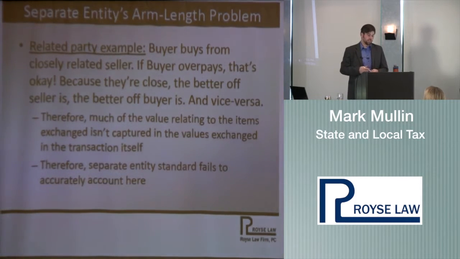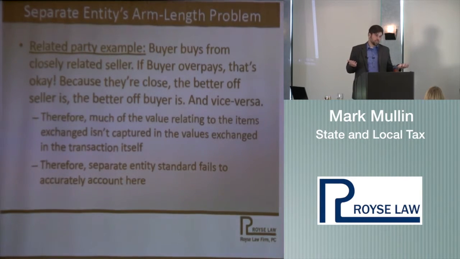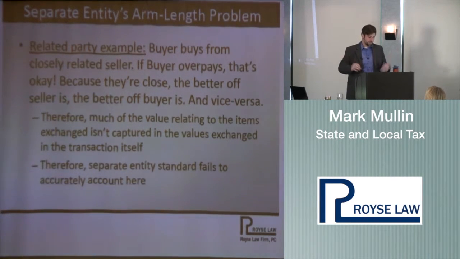If the buyer overpays, that's okay because they're close. The better off the seller is, the better off the buyer is. They're both happy that way. So therefore, separate entity accounting sort of breaks down when parties are related because the value of the transaction isn't fully reflected in the amounts being transferred.